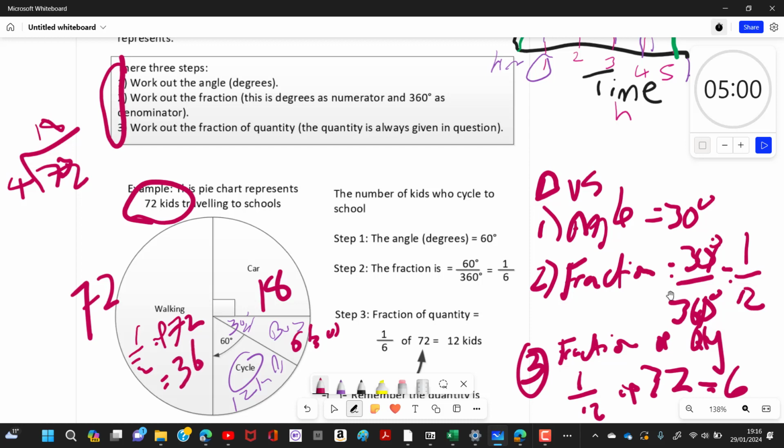So remember: angle, fraction, fraction of quantity. And the quantity you get from the question. And we'll leave it there. That completes all of the videos on graphs, and we'll see you in the next video.